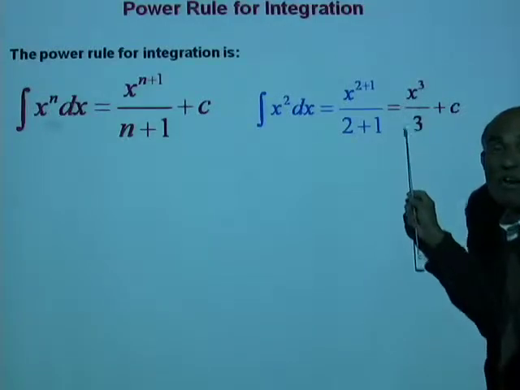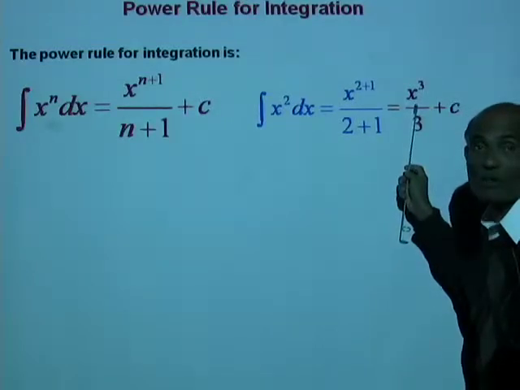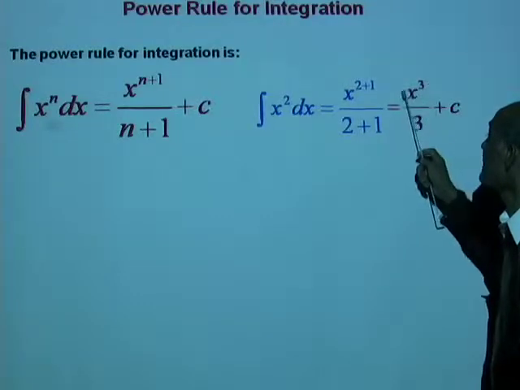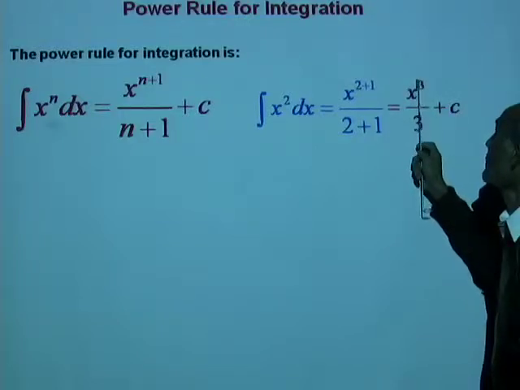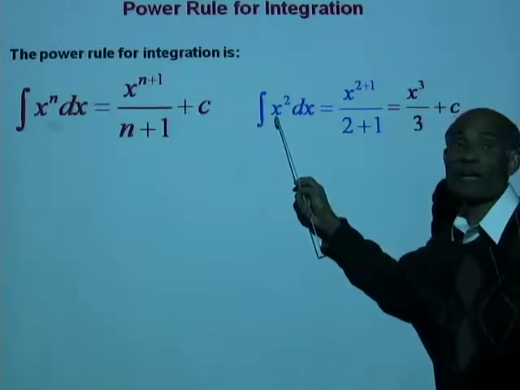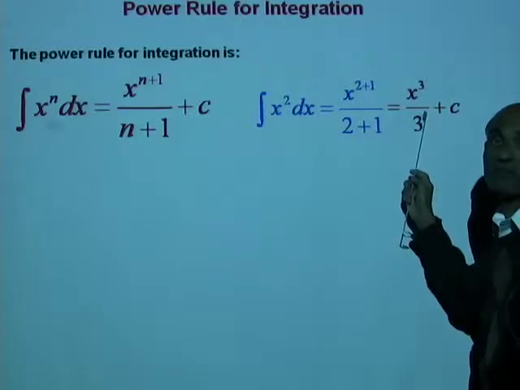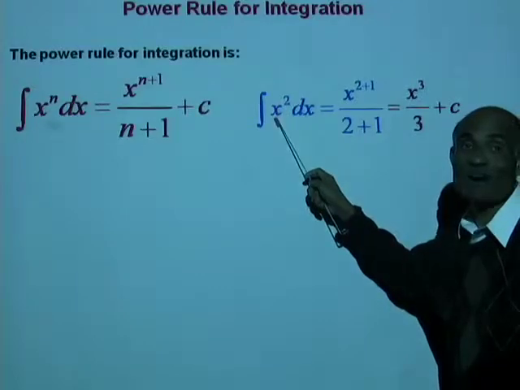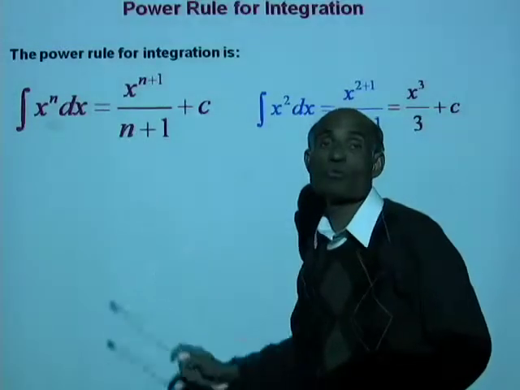Remember, we have integrated x squared dx to get this. That means if you find the derivative of this, you must get x squared. Can you check it on your own? The derivative of x cubed is 3x squared. 3 and 3 will cancel. The derivative of c is 0. So the derivative of this quantity will be x squared. The integral of x squared dx is x cubed over 3 plus c. The derivative of x cubed over 3 plus c is x squared. Okay, so practice the power rule for integration.